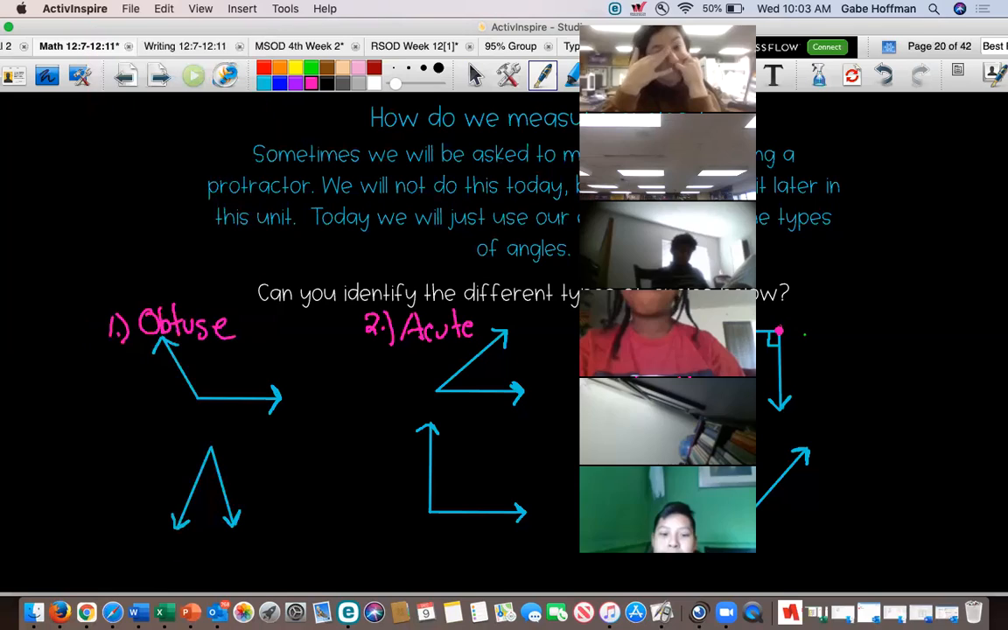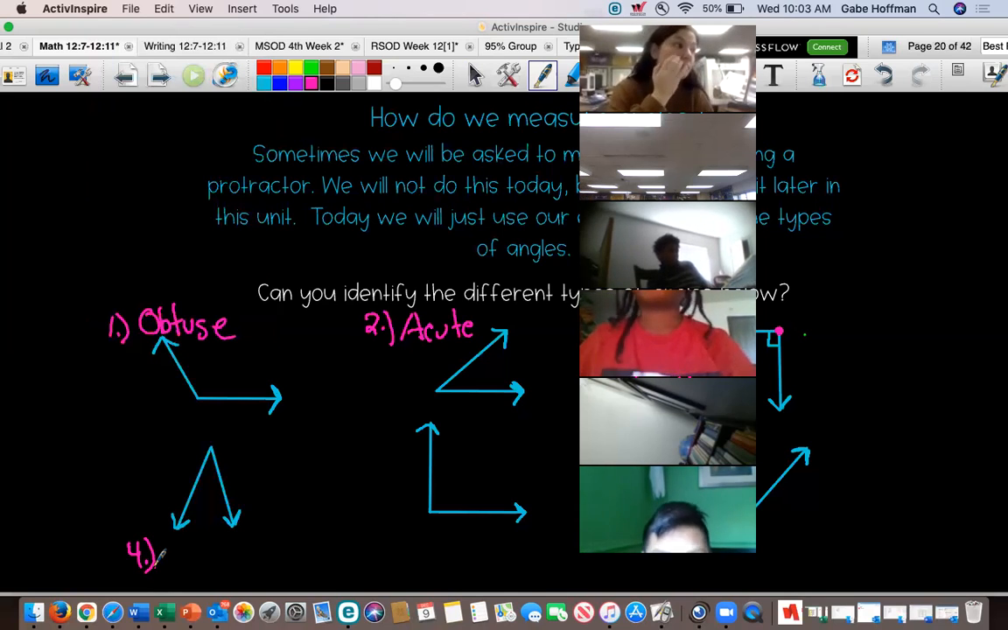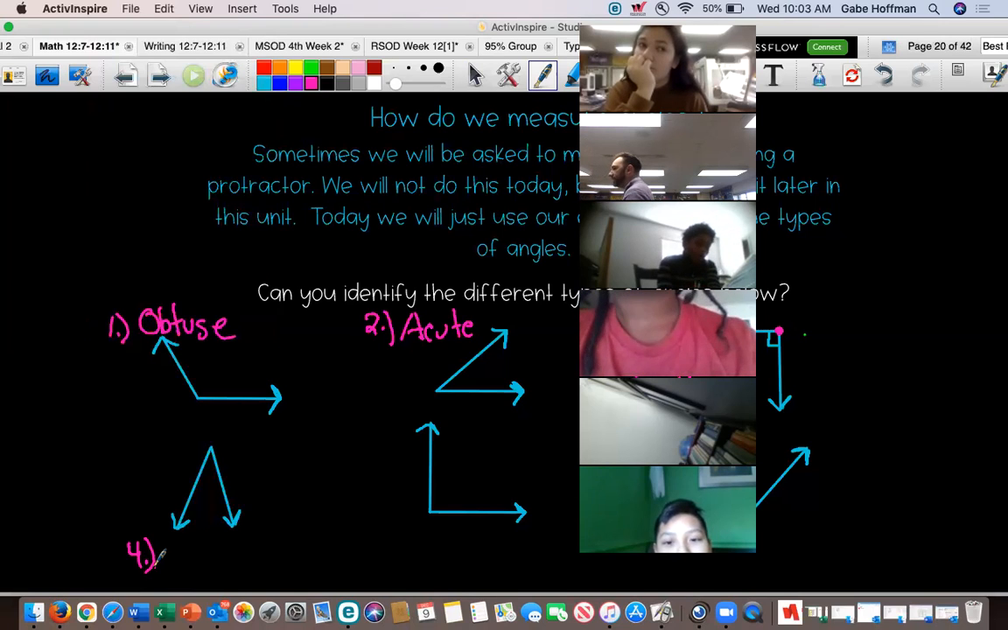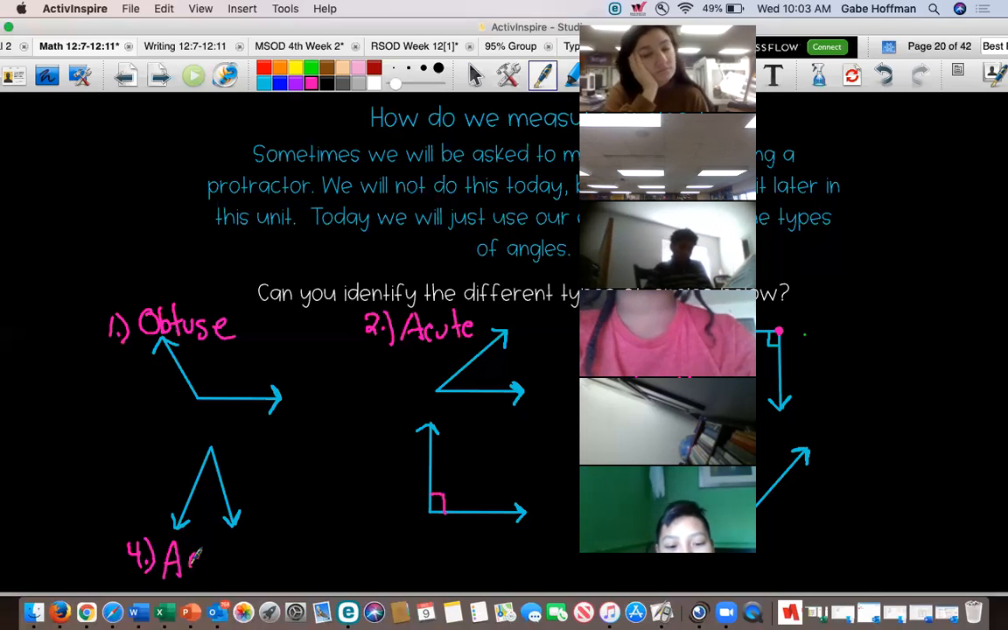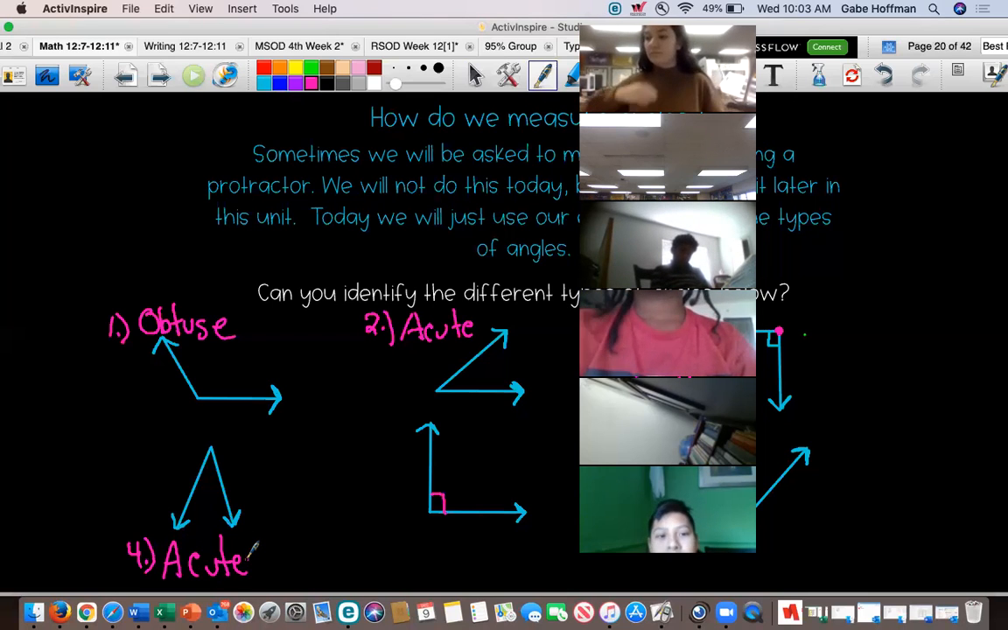Alejandro, number four, what kind of angle is that? Is it small and closed? Is it acute? Is it a perfect 90 degrees with a square? Or is it more open? Acute. Acute, very good. It's small and closed. That's an acute angle. Number five, Cecilia.